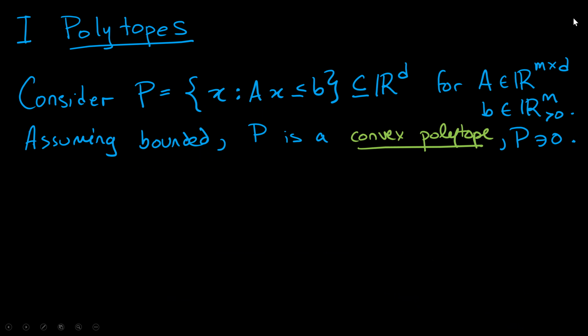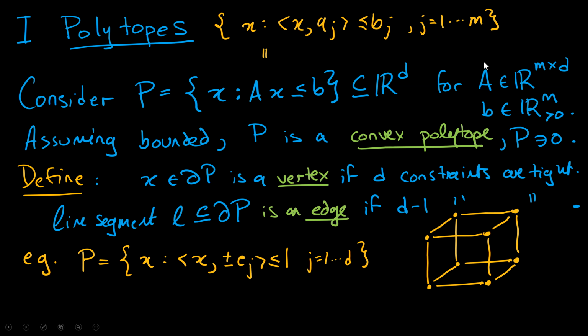So the first thing to note is just what a polytope is. A polytope is the set of points satisfying a collection of linear inequalities, Ax less than b, entry-wise. For our purposes, b will always be a positive vector. That way, 0 is in the interior of this polytope. And given any polytope, you can always translate it so that this is indeed the case. Define a point on the surface of this polytope to be a vertex if d of the constraints of the polytope are tight at that point. And a line segment similarly has d-1 constraints tight at those points.